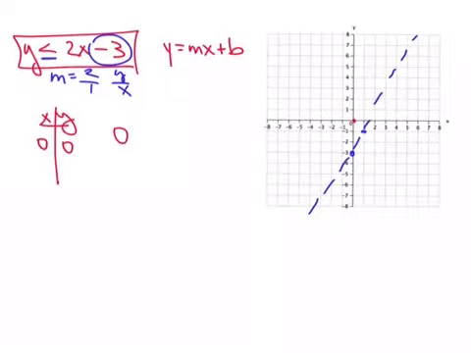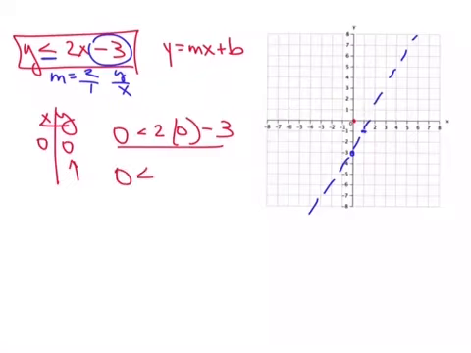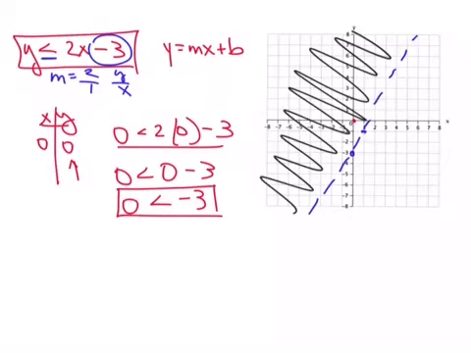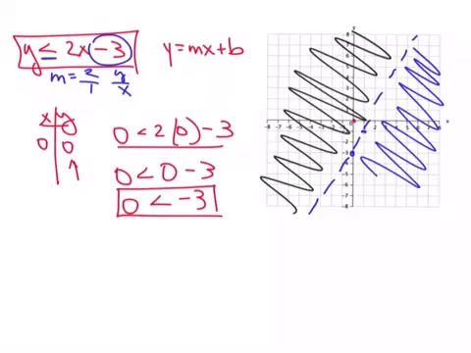I'm going to say 0 from here is less than 2 times 0 minus 3. And see if this is a true statement. 0 is less than 2 times 0, 0 minus 3. Is 0 less than -3? No, it is not. So that means it is not one of the answers, which also means that nothing over here is one of the answers, which means all of the answers are on the other side of the line.